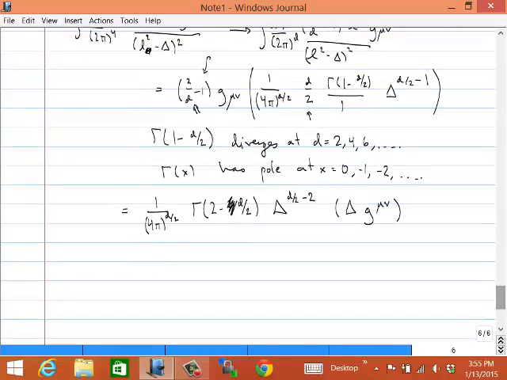So this means that we can then go ahead and put it all together. The first thing I want to mention is that once we do this cancellation, this only diverges as d goes to 4, not d goes to 2, which means that the quadratic divergence has disappeared in dimensional regularization. That's probably worth commenting on. So the quadratic divergence disappears.